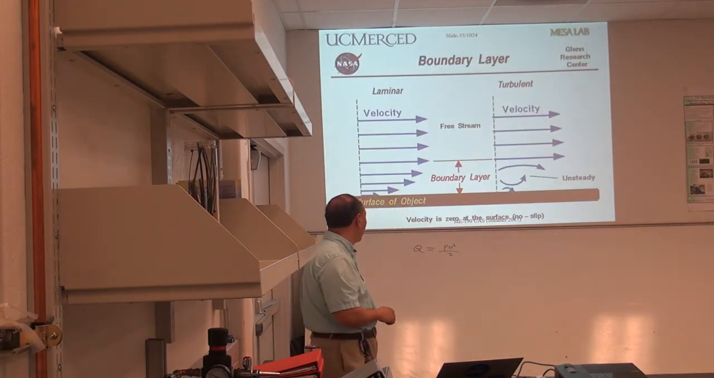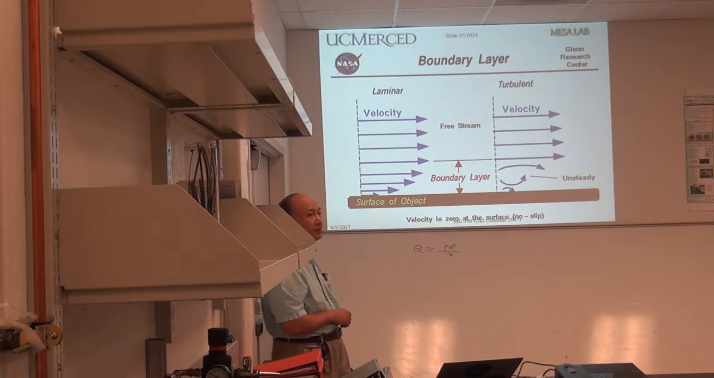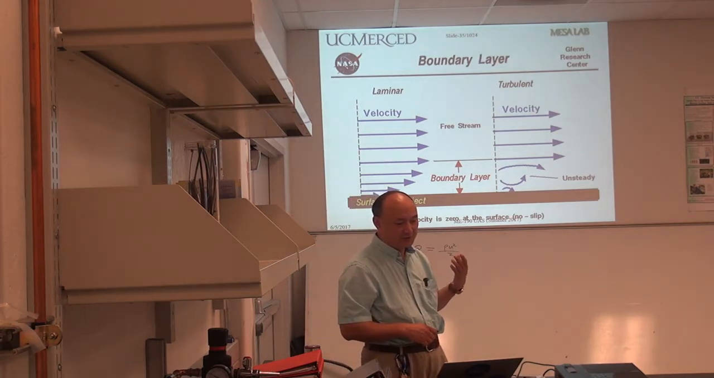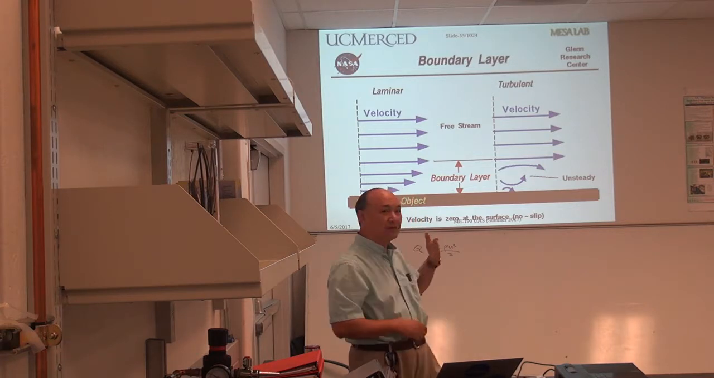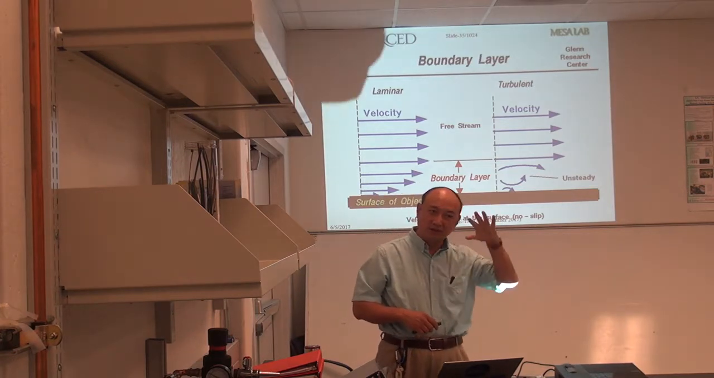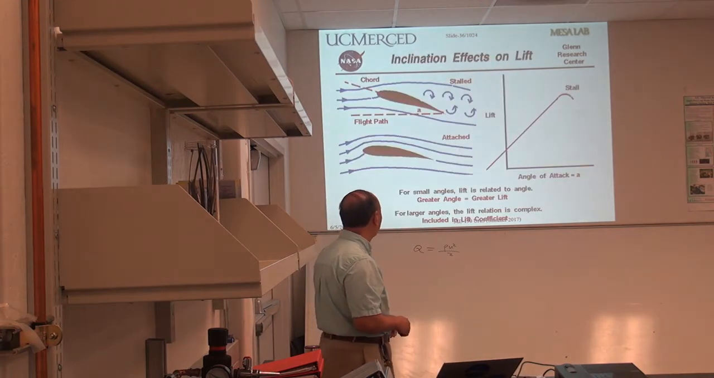So the idea is, if you have a surface of something, and the wind is moving, then you will see there's a gradient in here. And then after a while, across the boundary layer, you have the free stream. Okay, so this is called the boundary layer. This is called laminar flow, if you go very slowly. But if you go a little bit faster than the threshold, it will become turbulent.